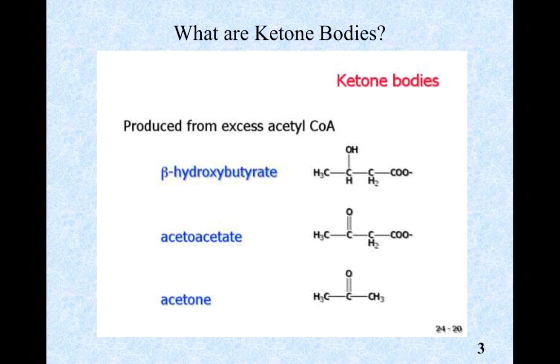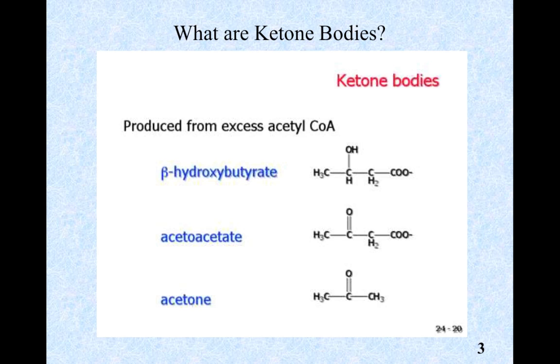So their structures are shown here, and these are organic water-soluble molecules that we can make within our body. For us, they're specifically made within the liver, and they're made within the mitochondria of the liver, and you'll see why. Essentially, they're derived from acetyl-CoA, and so that's why they're made in the mitochondria. They're produced from excess amounts of acetyl-CoA, and we see the three here, beta-hydroxybutyrate and its structure to the right.